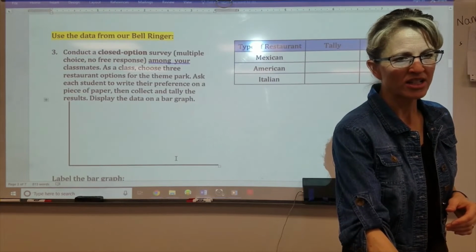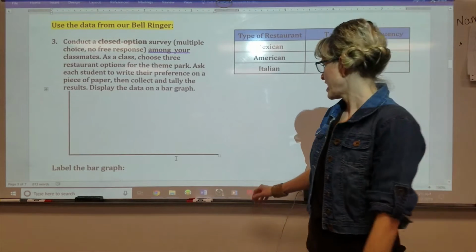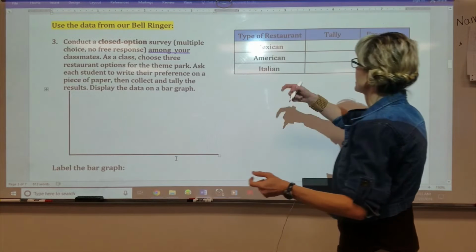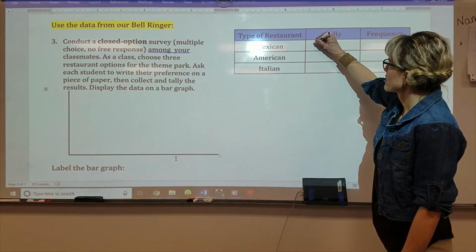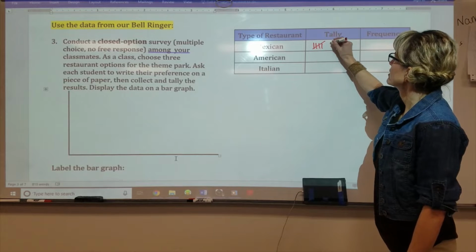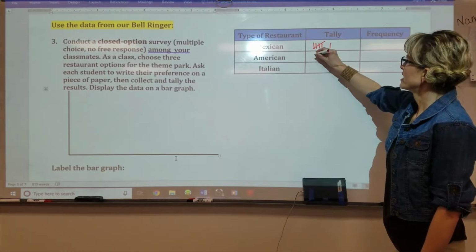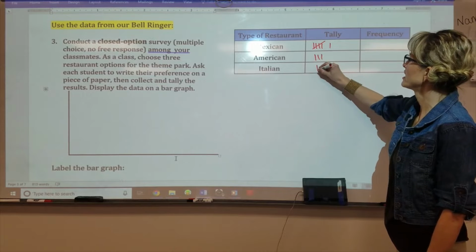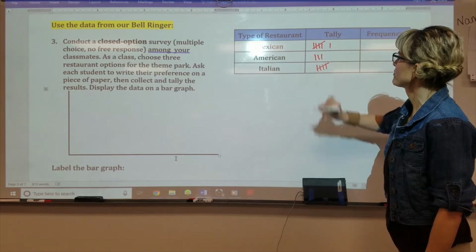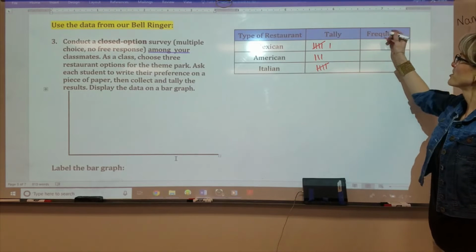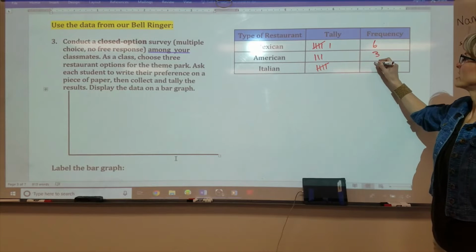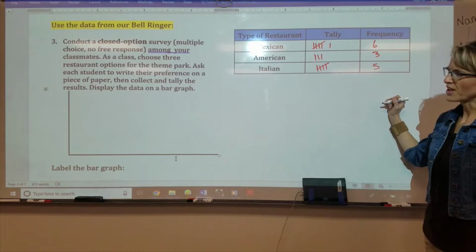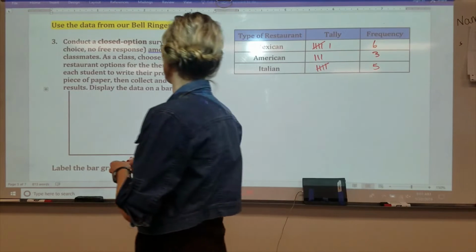So let's say we did conduct a survey and gathered the data. We would do this with a frequency table, using tally marks. Maybe we had 6 people who like Mexican, 3 who like American, and 5 who like Italian. And then we could make a bar graph.